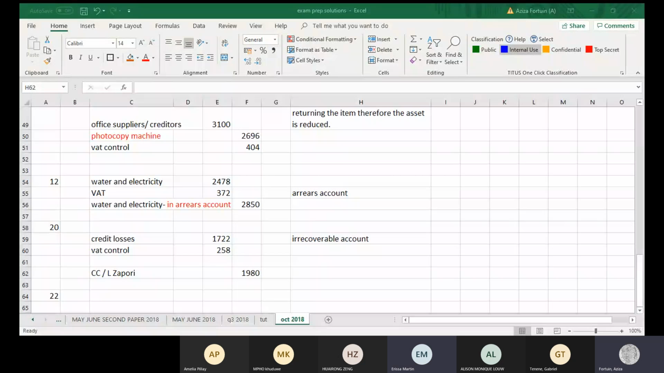May? Okay, we're going to debit drawings with 2,500. We're going to credit equipment, office equipment. Let me just work that out. $2,174. And we're going to credit VAT with 326. Credit VAT, yes, 326.